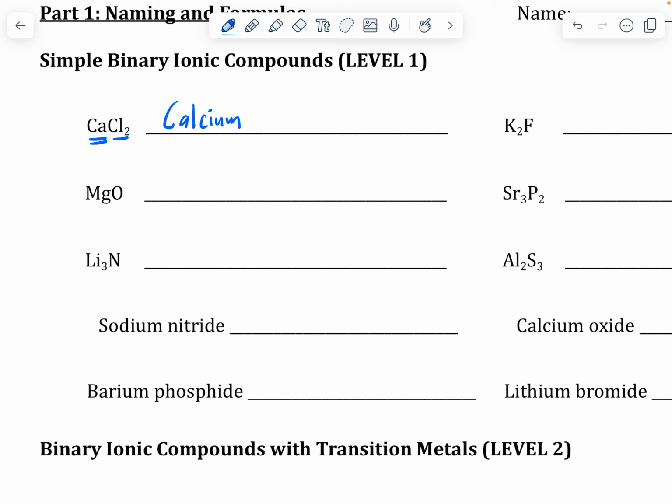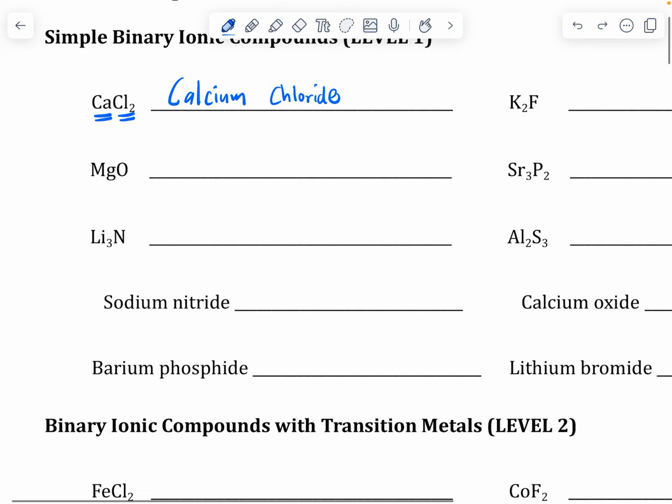Okay. Now what's on the right side? We have chlorine. And if you go back to your notes, you should know that chlorine, when it combines into an ionic compound, its name will change into chloride. Okay, that's it. It's not chloride 2, no, just chloride is all we need for this name.